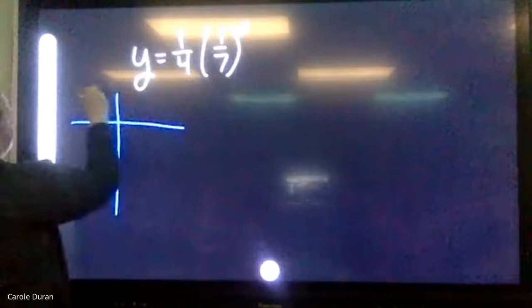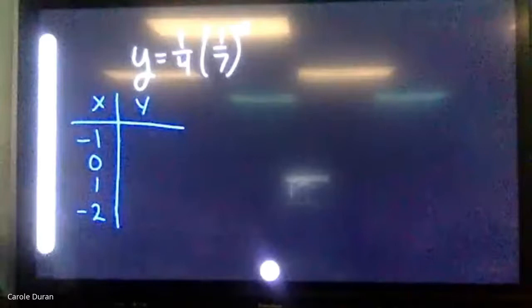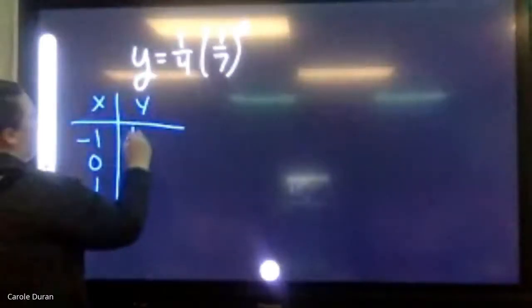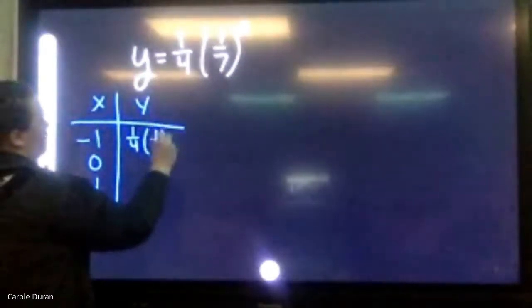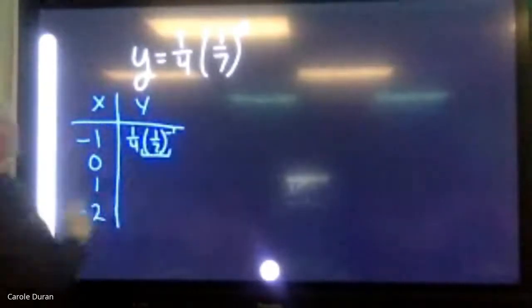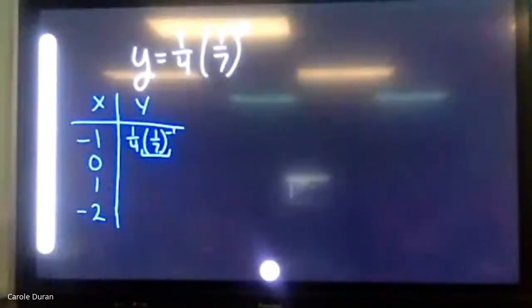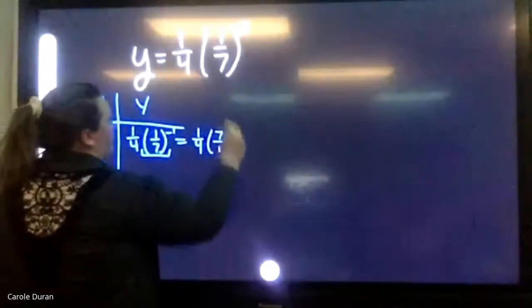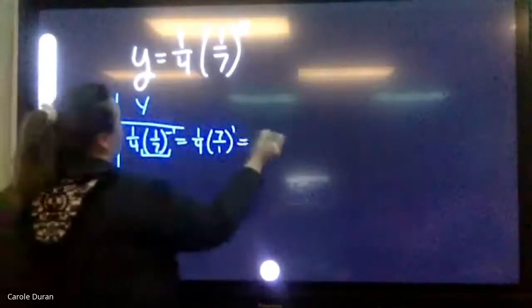So we are going to use -1, 0, 1, and then -2 because I need 4 points. We're going to do this in steps because I always see mistakes happen if we try to do it all at once. So this is going to be 1/4 times 1/7 raised to the -1 power. I'm going to do the 1/7 to the -1 power first. We flip it and raise it to the first power. So when I flip it, it becomes 7/1 raised to the first power, which is just 7/1.